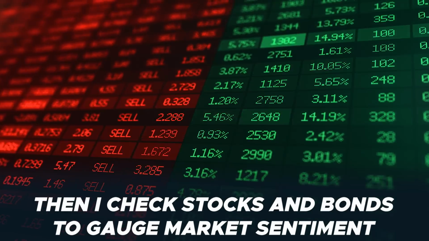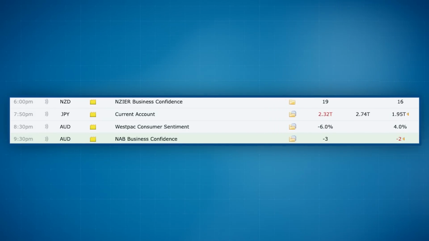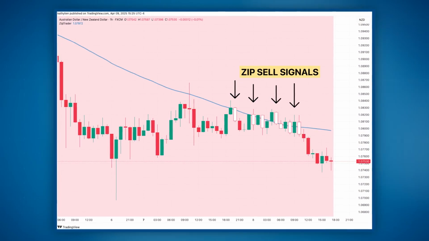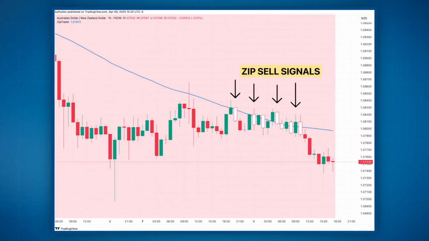But when it comes to data, let me give you a real-life example of a trade that we recently took. On this given day, New Zealand reported a surprise uptick in business confidence, while Australia showed weaker than expected consumer and business sentiment. Right here, I thought the Australian dollar could weaken against the New Zealand dollar today. I also had a ZIP sell signal in the Aussie-Kiwi currency pair.